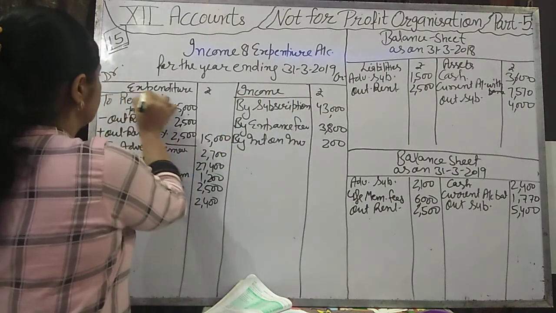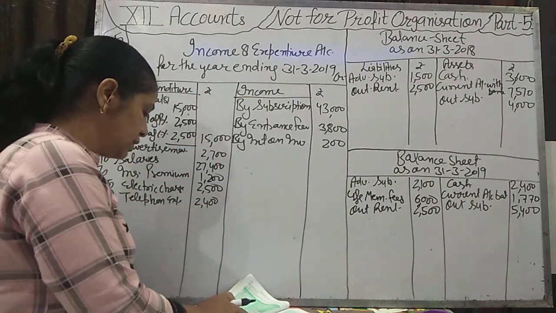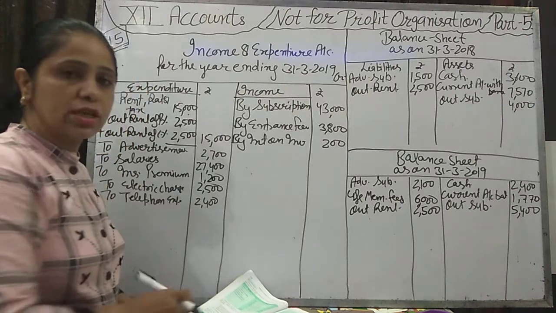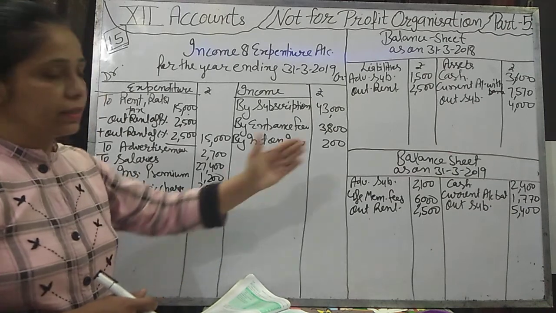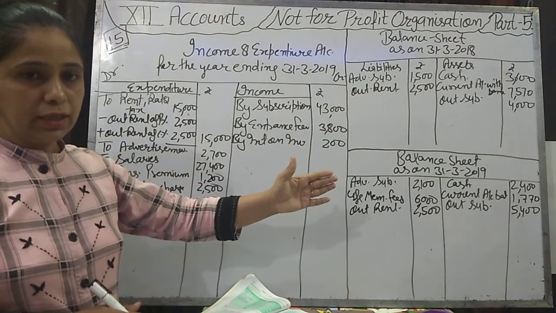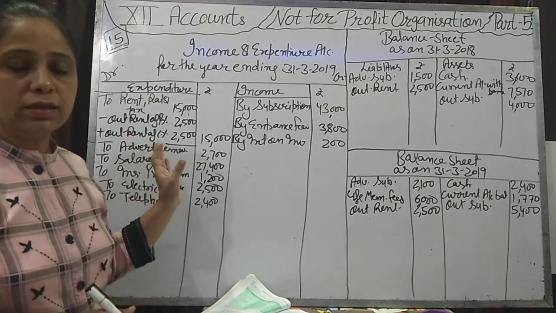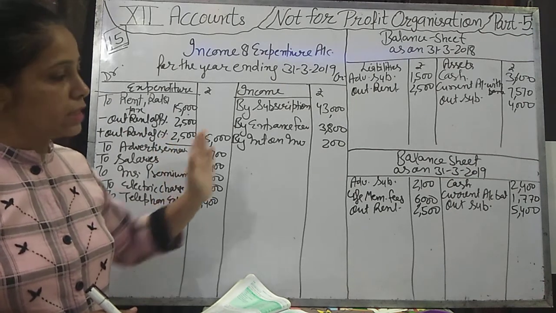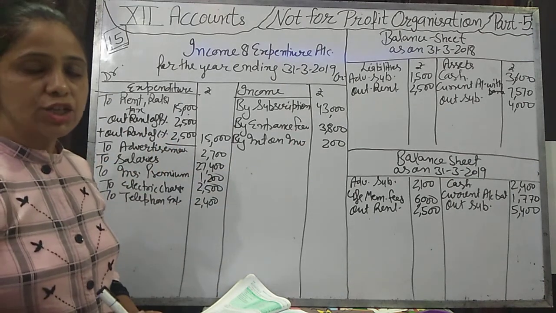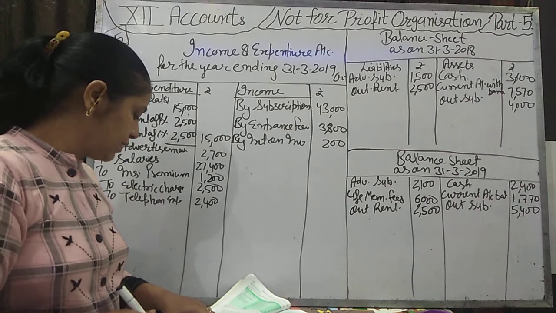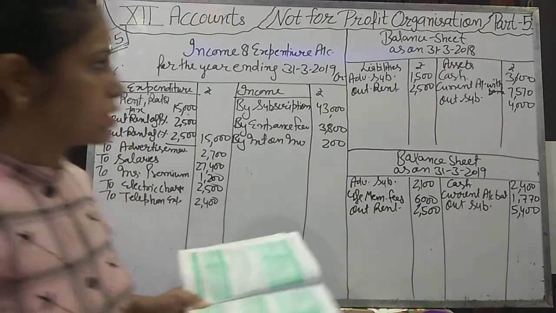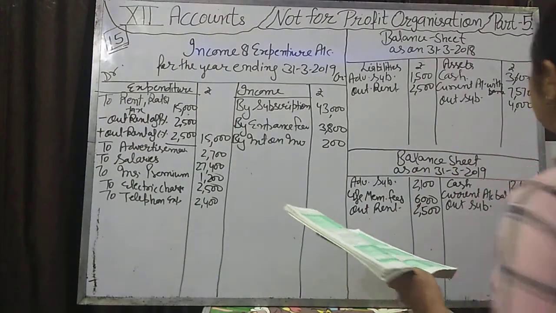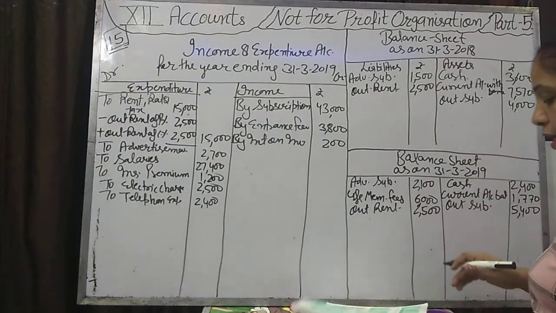Okay, now next payment is for furniture. We have purchased furniture of ₹10,000. That we will write in the balance sheet. This is not our expense, this is our asset purchase that we will add in the balance sheet. Last year on 31st March 2018, some assets are given to us.